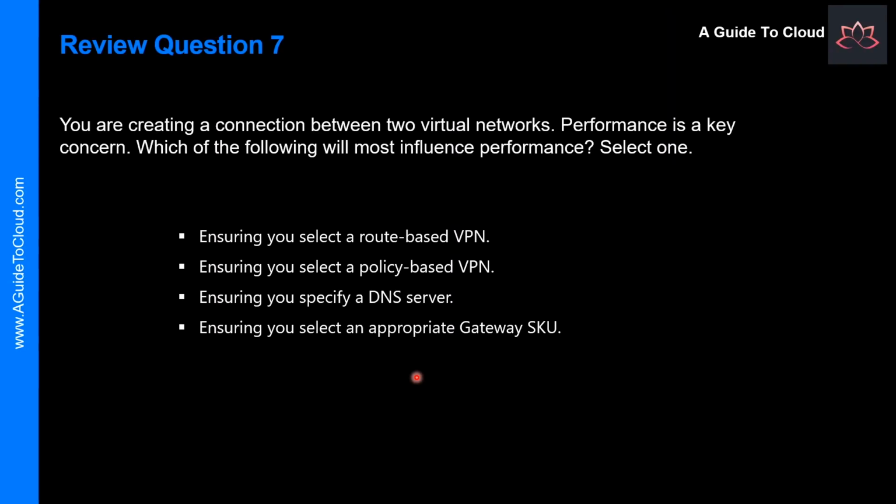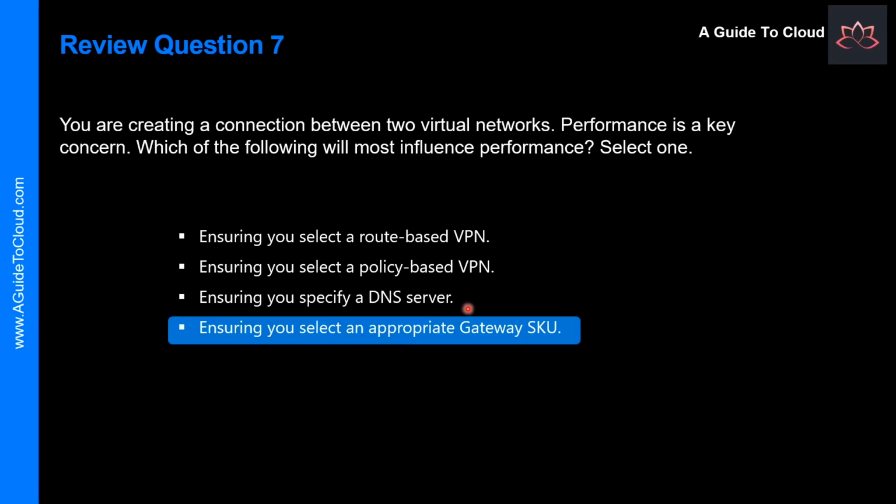Let's look at question number 7. You are creating a connection between two virtual networks. Performance is a key concern. Which of the following will most influence performance? You need to select one. If performance is the key concern, do you think selecting a route-based VPN is going to resolve the problem? Definitely not. Do you think selecting a policy-based VPN is going to solve the problem? Definitely not. And it is definitely not going to resolve it if you specify a DNS server.